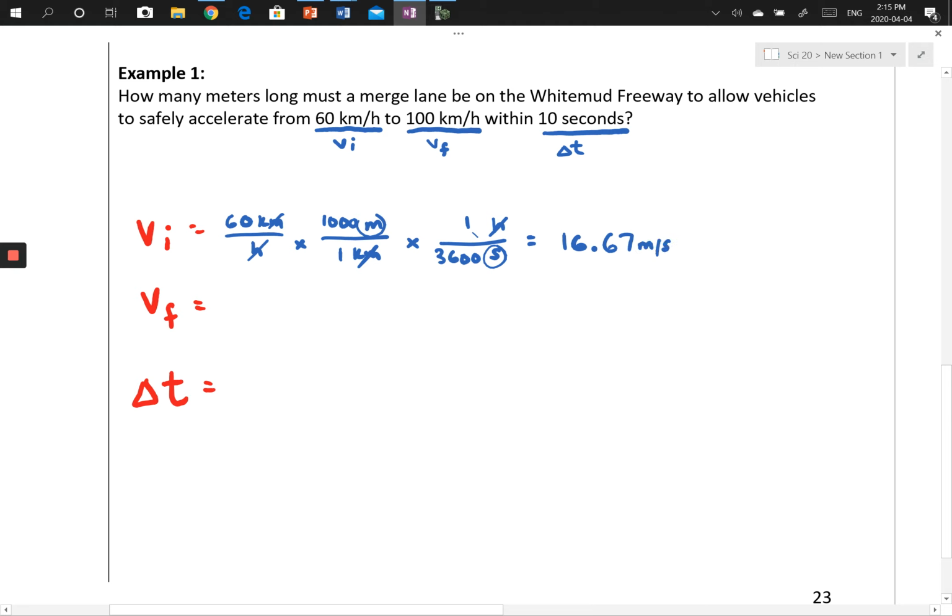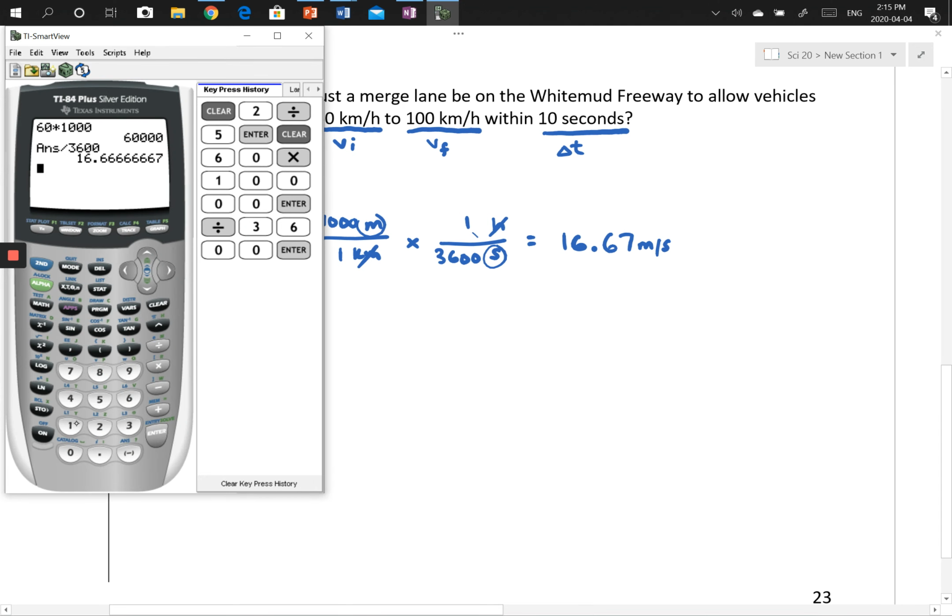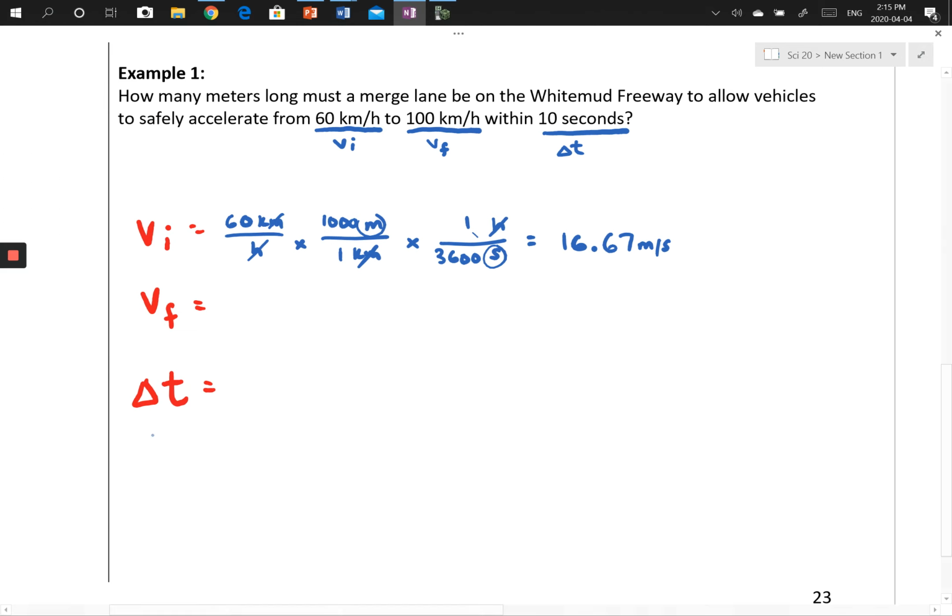And then let's do the shortcut way for the V final. If I'm starting with 100 kilometers per hour, I can just divide that by 3.6, and it's the same thing. So I take 100 divided by 3.6, and I get 27.78 meters per second. And then my time is 10 seconds.